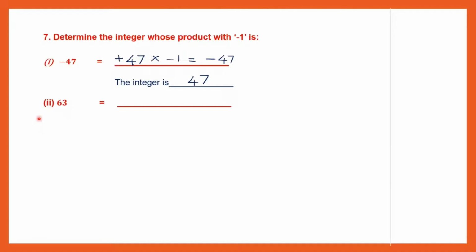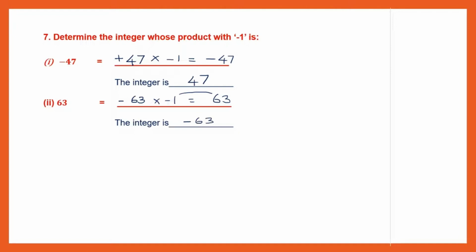Question 2. Here we have 63. Now we have to find out what we should multiply with -1 to get 63. So again, here we have one negative integer. If we have only one negative integer, the answer should be negative. But our answer here is positive. That means we need to have one more negative integer. So we have found the sign. The sign is minus. Now 1 into what will give us 63? 1 into 63. So the integer that we had to find is minus 63.